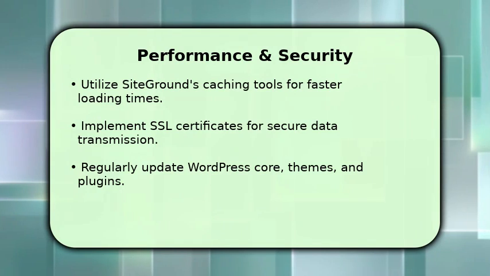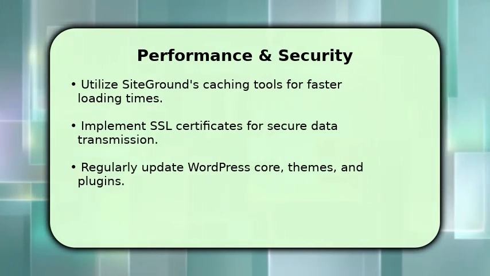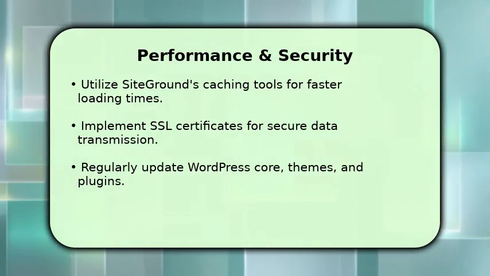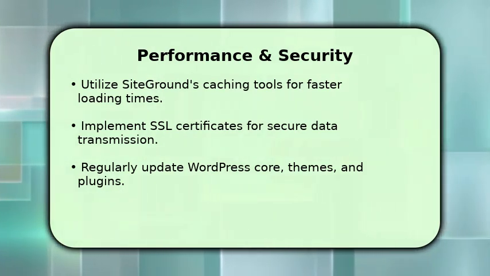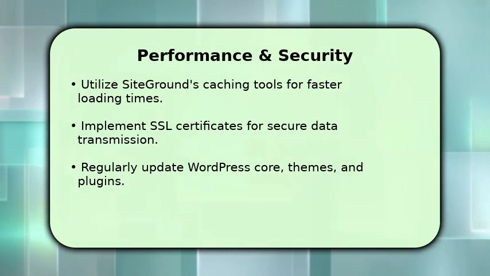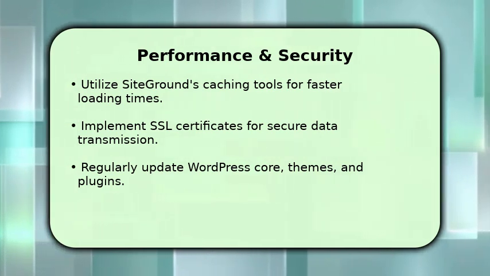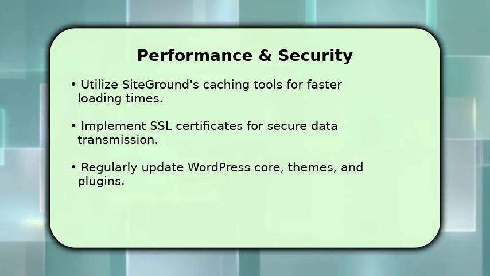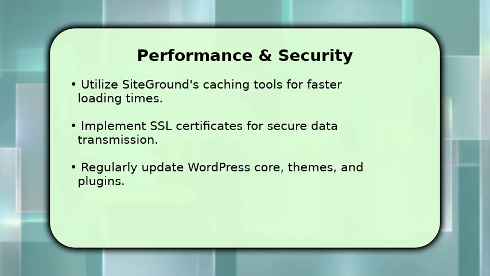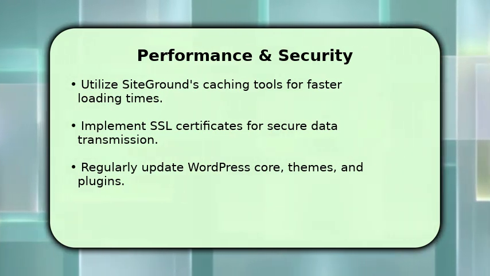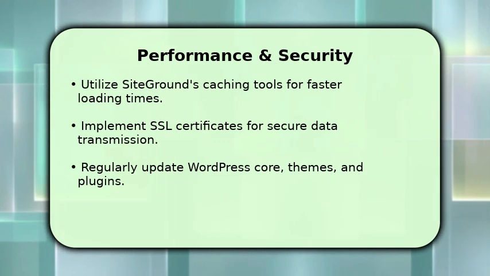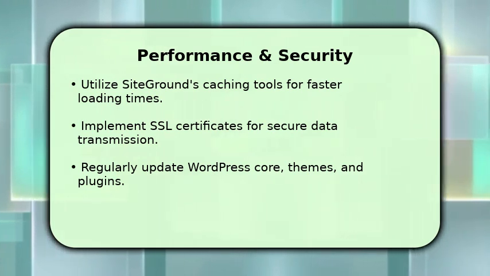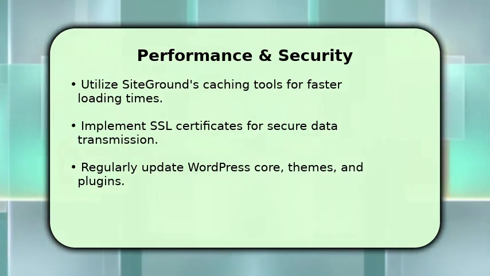To ensure your site runs smoothly, utilize SiteGround's powerful caching tools, like Super Cacher, for significantly faster loading times. Implement an SSL certificate to secure data transmission and build trust with your visitors. Always keep your WordPress core, themes, and plugins updated to protect against vulnerabilities and maintain optimal performance.